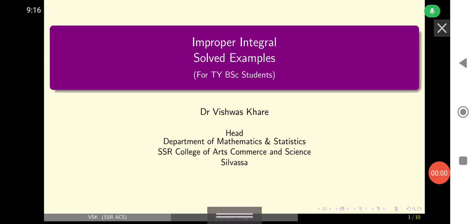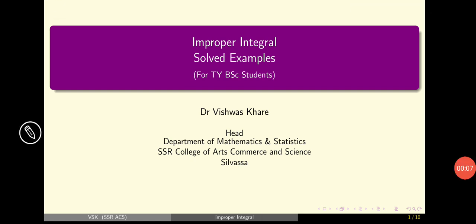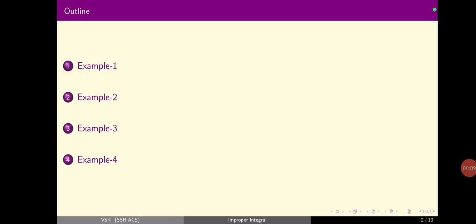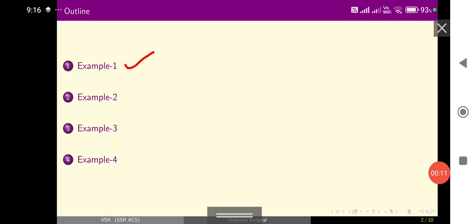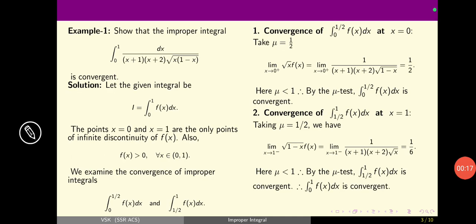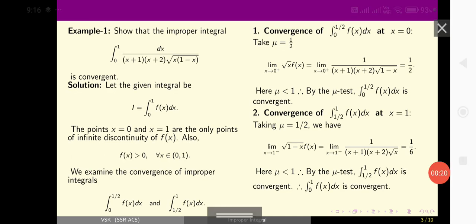The topic of this lecture is solved examples of improper integral. We'll cover example number 1, example number 2, example number 3 and example number 4 in this lecture. So let us see example number 1.